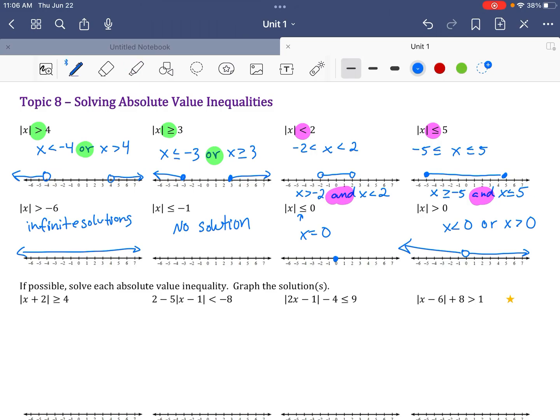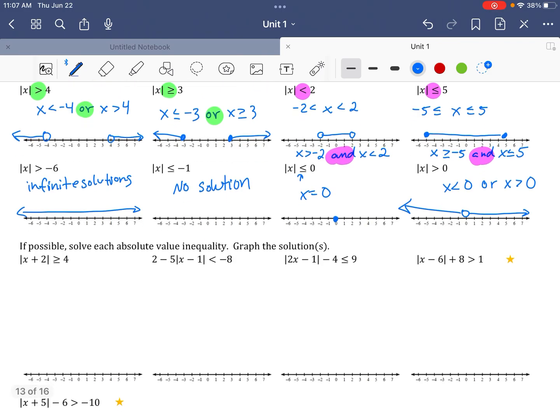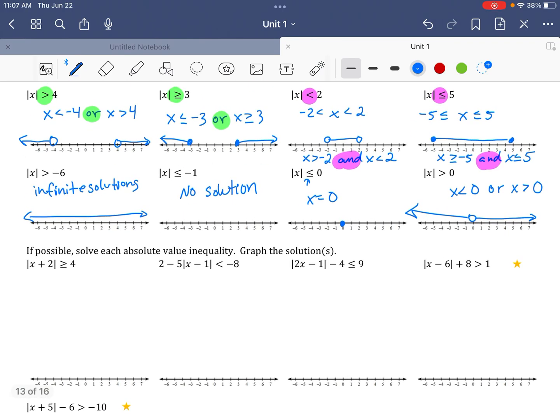All right, so either way, we're going to start off the same way. We have the absolute value of x plus 2 is greater than or equal to 4. So basically what we're going to do is we're going to take whatever's in the absolute value bars. This is nice and clean. There's nothing on the outside like there is over here. Okay, so we're going to take x plus 2 and we say that that is greater than or equal to 4. So we basically leave everything like it is without the bars.